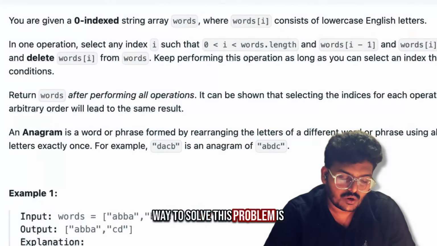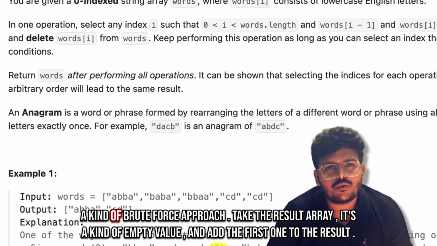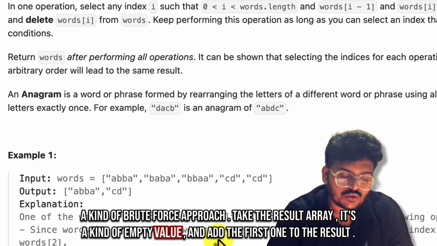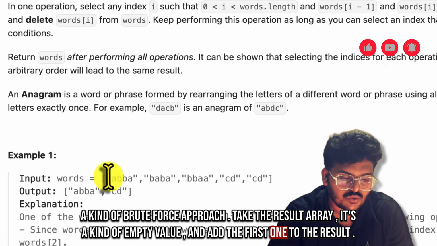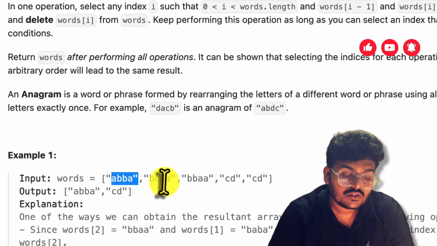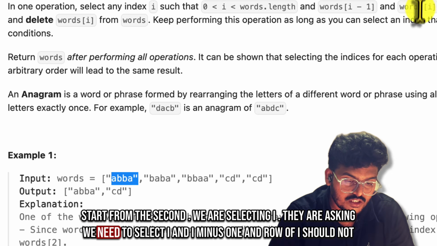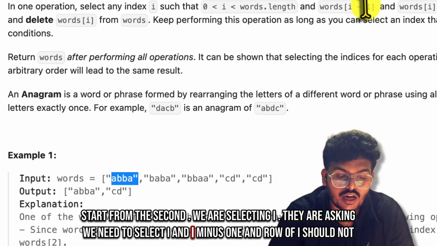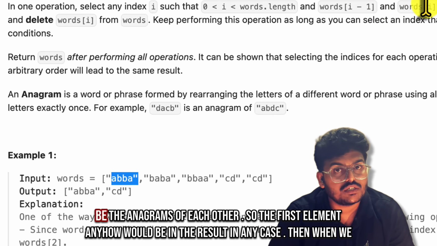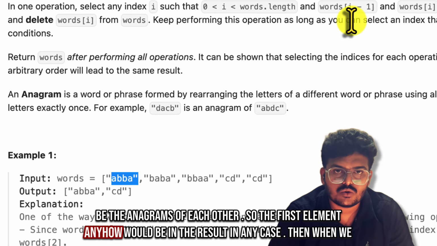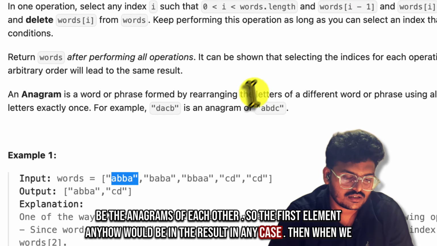One way to solve this problem is a kind of brute force approach. Take the result array, which is empty, and add the first word to the result. Then start from the second. We are selecting I, and they are asking that word of I and word of I minus 1 should not be anagrams of each other. So the first element will be in the result in any case.